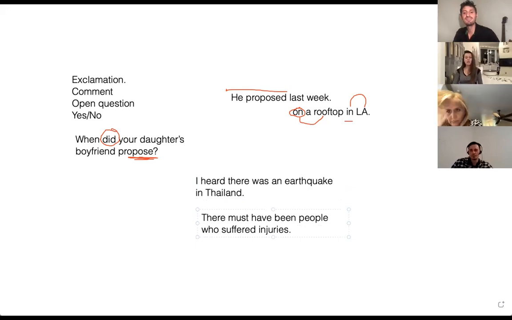I heard it on the radio. A lot of people lost their homes. Yes, yeah. That's terrible. We'll have to pray for those people. Okay, or then you can ask, hey, do you know someone there, or something like that. Okay, so just remember, if you talk about something in the past, there must have been. As must is the auxiliary, and then it's in the past. So have been. There must have been people who suffered injuries because the earthquake happened in the past.